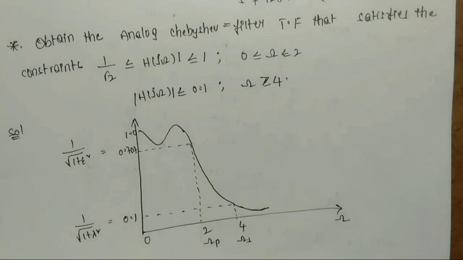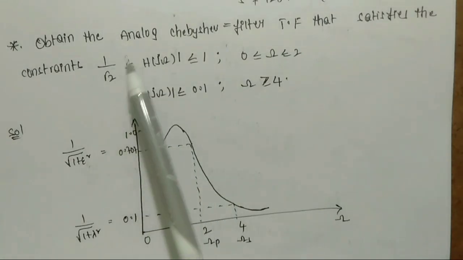Hello all, in this video lecture we are going to discuss the type 2 problem of the Chebyshev filter. In this problem they have not given the direct data, so they have given the conditions here. From the conditions we have to extract the data, and then simplify the problem according to the given question. Okay. Now see the question here.